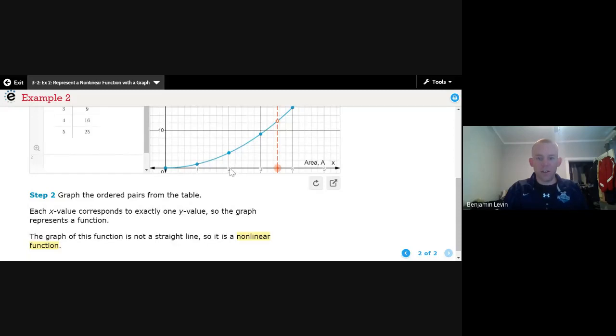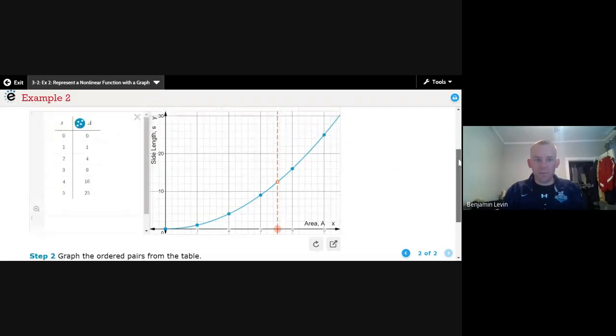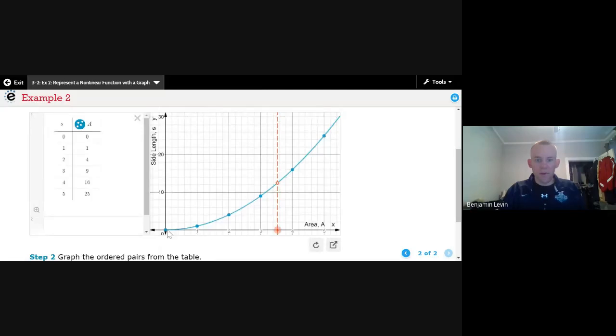When the side length is 2, the area is 4. That's here, right? Because 2 times 2 is 4. When the side length is 3, you have 3 times 3, which is 9. Right? So they plotted that one right here. 4 is 16. 4 and 16, right? And 5 is 25. Here's 5, and then up to 25.